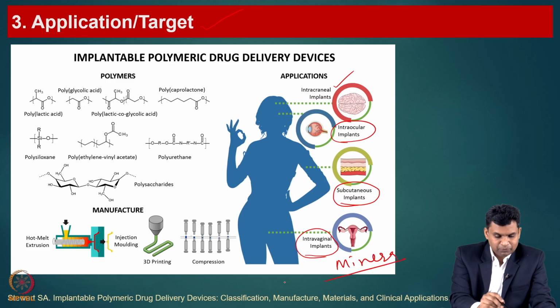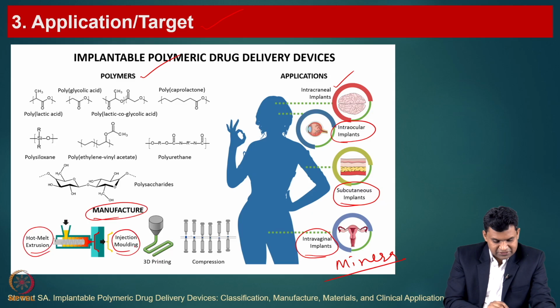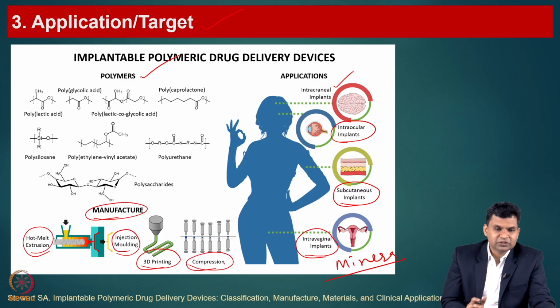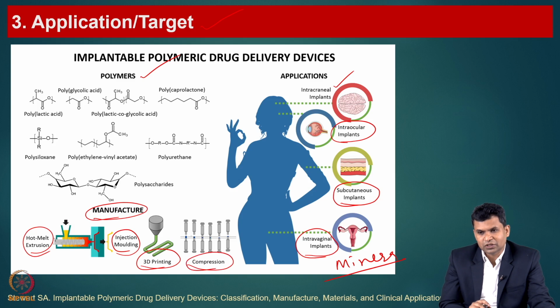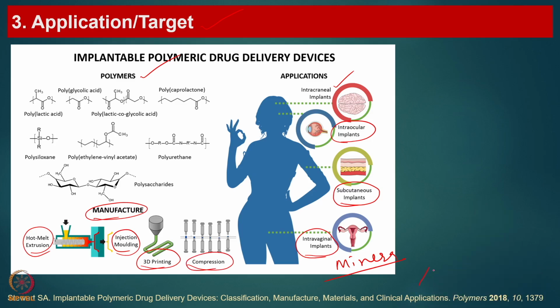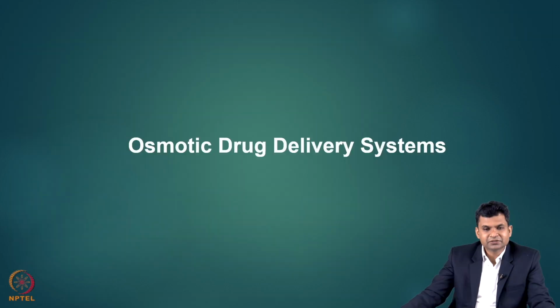So, these are the various polymers and these are the manufacturing techniques, like by using hot melt extrusion, also by the injection or molding method, by 3D printing or compressing into the various types of solid dosage forms will help for the treatment of the various diseases. So, if you want to know more on this, you can refer to this paper that will help for further studies. So, here we are going to discuss osmotic drug delivery systems.